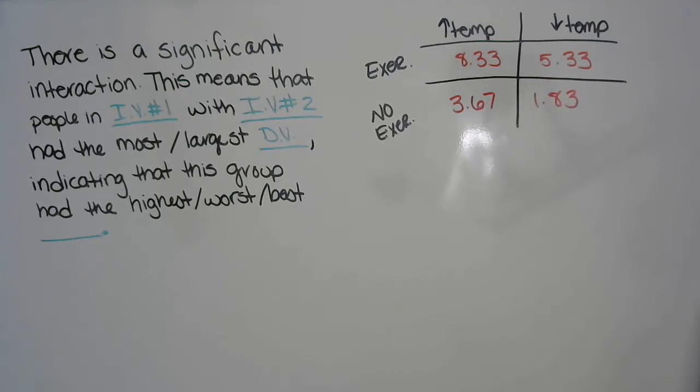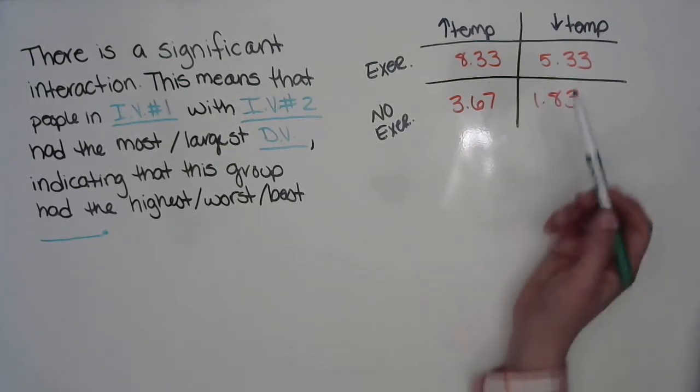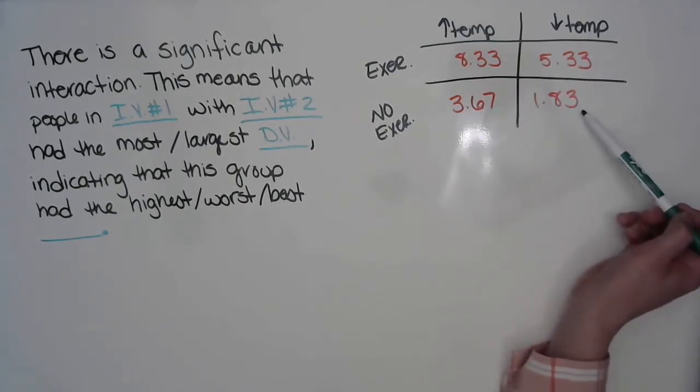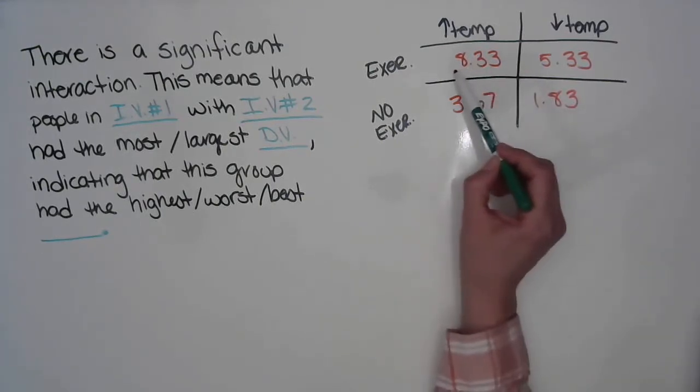So I have gone ahead and written down a small table with the means from each group. This was the mean from group A, group B, group C, and group D. The group that is of the greatest difference from any other group is this one here.